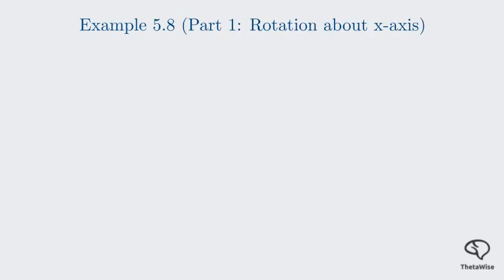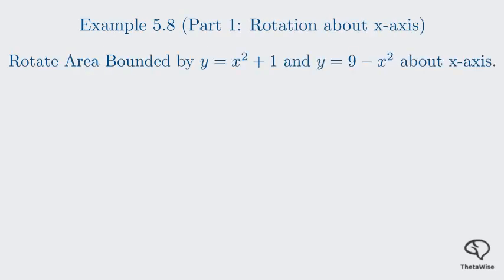Let's find the volume of revolution about the x-axis for example 5.8. We're rotating this shaded area about the horizontal x-axis. Since we are rotating about the x-axis, the disk method requires a perpendicular vertical strip. The shell method requires a parallel horizontal strip.